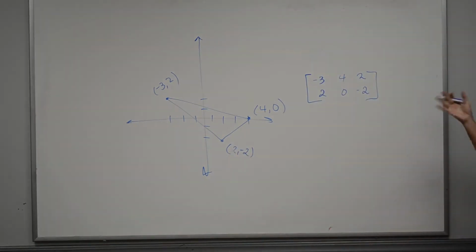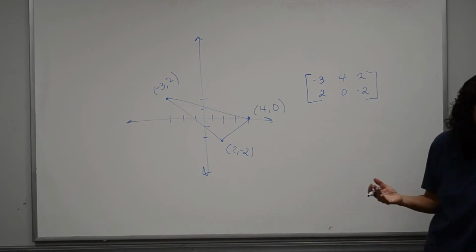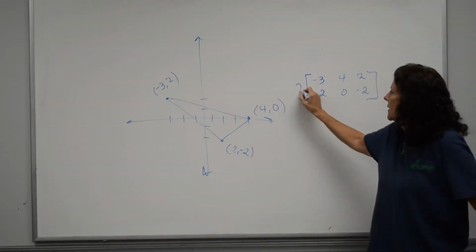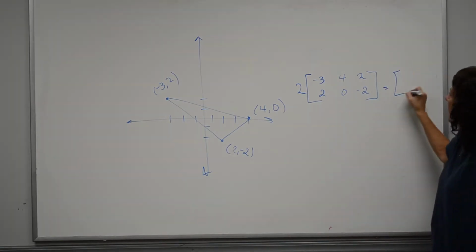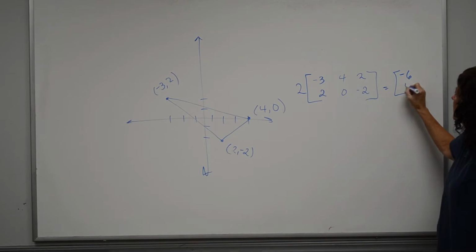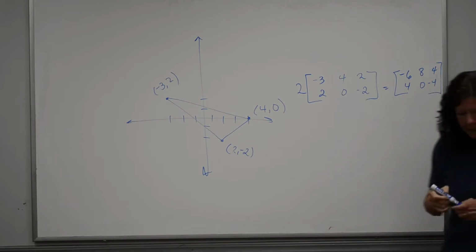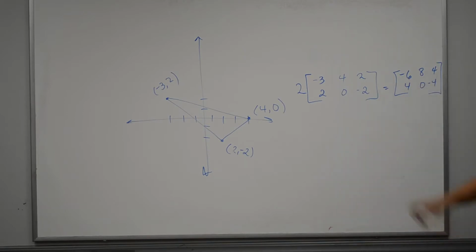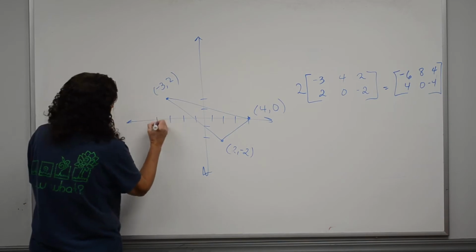Now let's say I want this to be dilated by a factor of 2. Then I'm going to do scalar multiplication on it. And what I'm going to have is -6, 4, 8, 0, 4, -4. What that gives me is the ordered pairs for the figure that's twice this size. So I'm going to come over here and graph -6, 4.